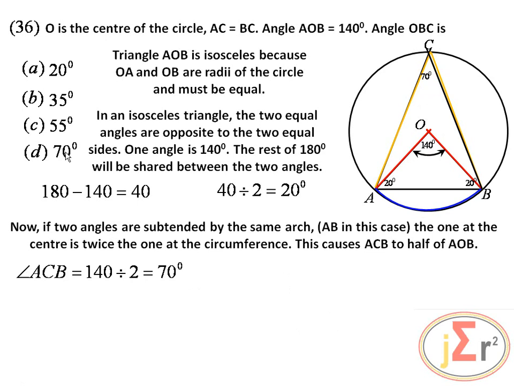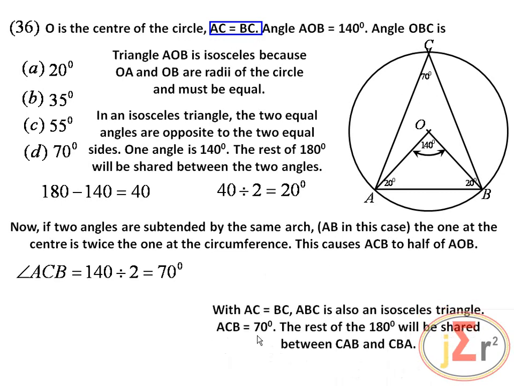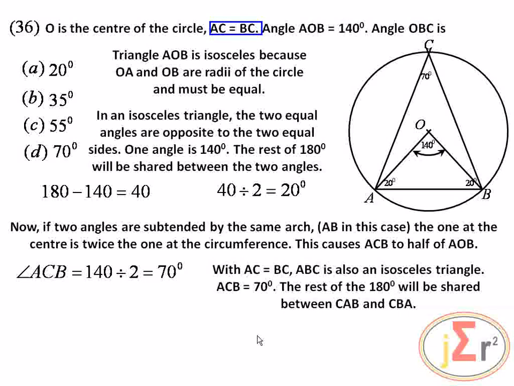But is that what is required? No, because the angle that is required is OBC. Now we are told that AC is equal to BC. This time we need to be told that. So if AC is equal to BC, it makes this triangle also isosceles. With AC equal to BC, ABC is also an isosceles triangle.